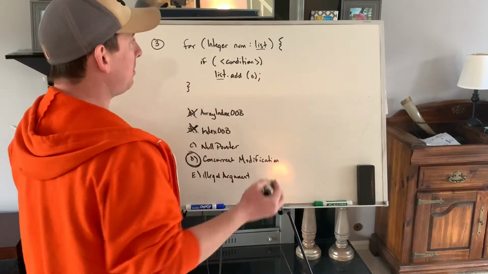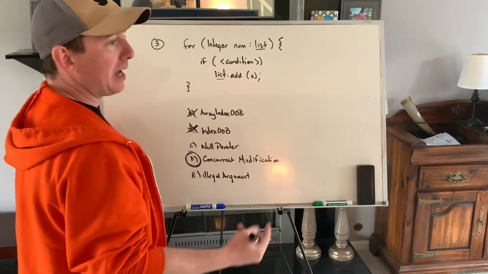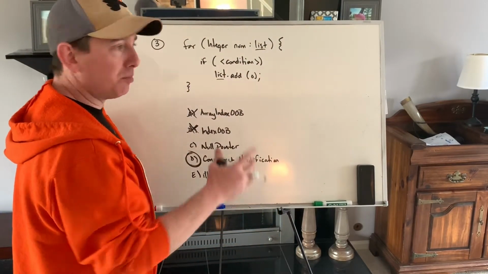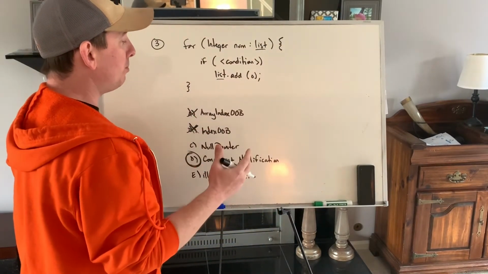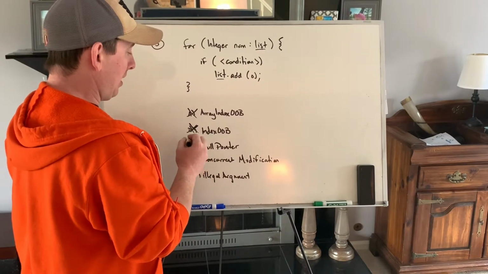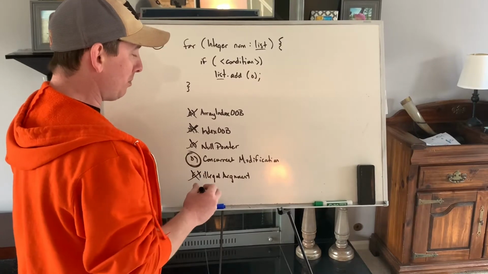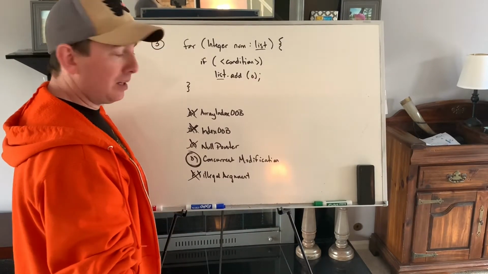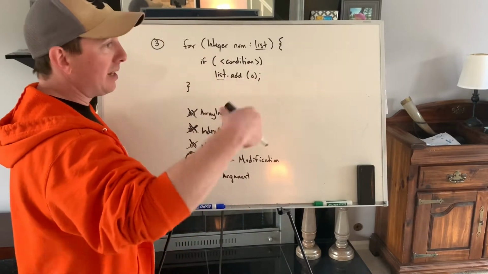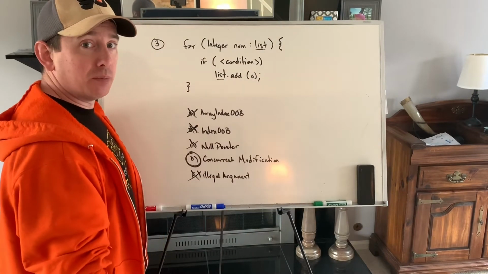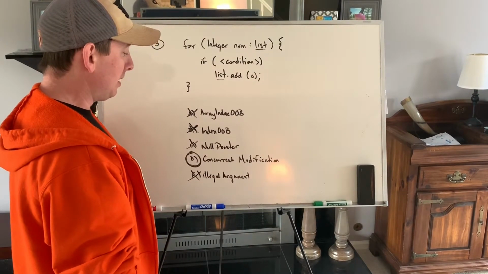A null pointer exception might be thrown if list hadn't been initialized before we started this for each loop, but that's unlikely to be our answer here. Illegal arguments are thrown when parameters in methods don't make sense, where they don't pass the preconditions before the method is run.